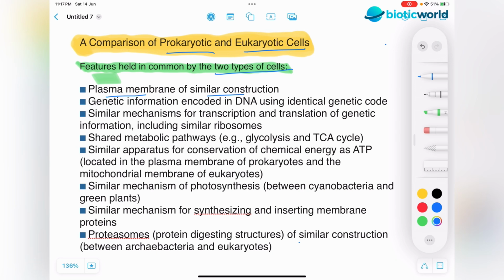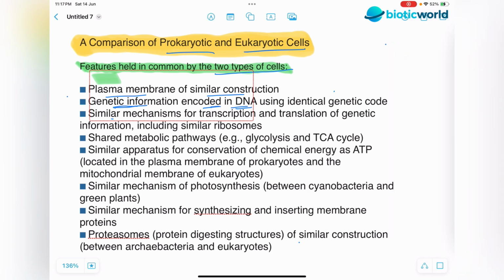Next, we have the genetic information encoded in DNA using an identical genetic code. So the genetic code is the same in prokaryotic cells as well as in eukaryotic cells. Similar mechanisms for transcription and translation of genetic information, including similar ribosomes.